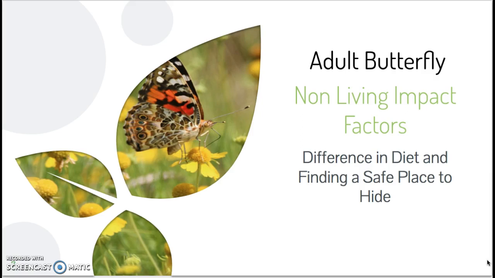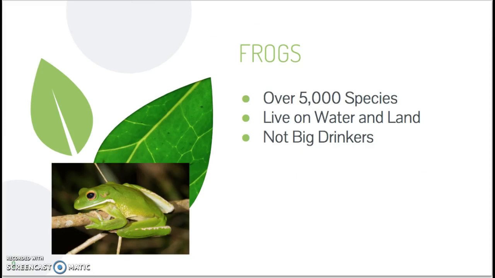Some of the non-living impact factors regarding butterflies, especially once they have reached the adult stage, is the fact that their diet changes. They rely on water or nectar from flowers. They've got these tube-like tongues that they use for nourishment, but they've also been known to feed off of rotting animal matter. And now we come to the frogs, which we've already talked about, have over 5,000 different species.